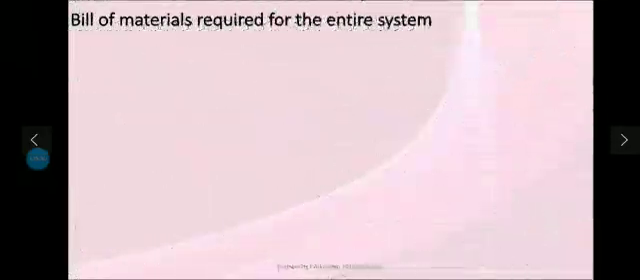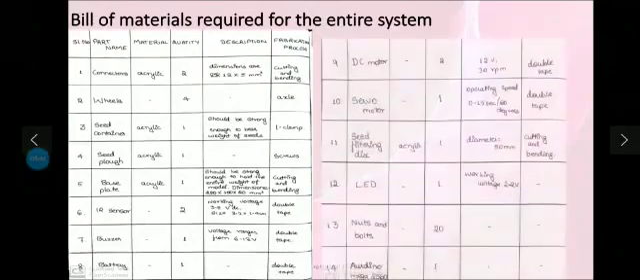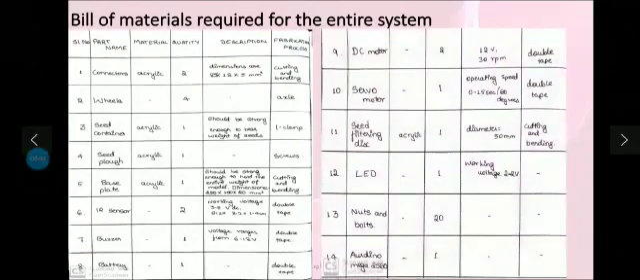Bill of material required for the entire system. These are some of the materials which are required to complete our project, such as connectors, wheels, seed container, seed plow, base plate, IR sensors, buzzers, batteries, DC motors and servo motor, LEDs, nuts and bolts, and finally Arduino, which is very important.